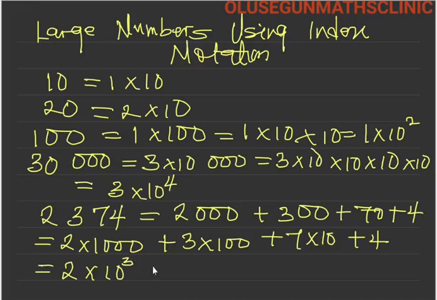Plus, we have 3 times 10 raised to power 2, plus 7 times 10 raised to power 1, plus 4. Where we are going is, we want to make everything to be in power of 10 to the power 3.